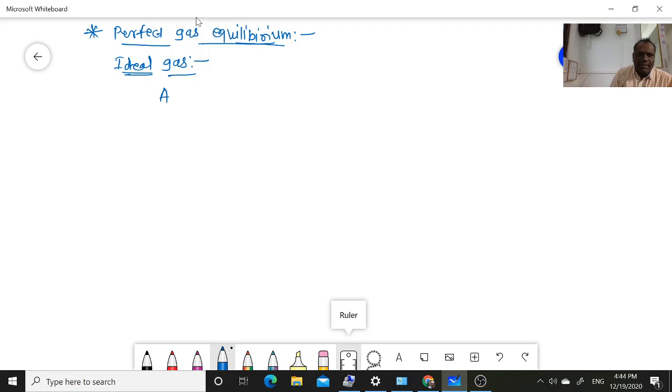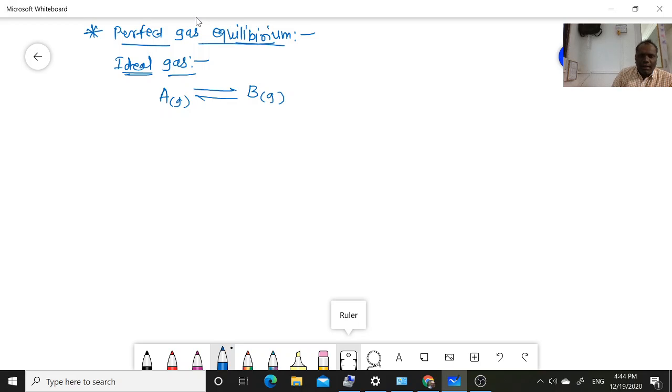Suppose A is the reactant gas, that is an ideal gas. The reactant molecule is going to convert into the product after some time, again forming B as an ideal gas. This B ideal gas again reacts and forms A, which is again an ideal gas. So both A and B are ideal gases.